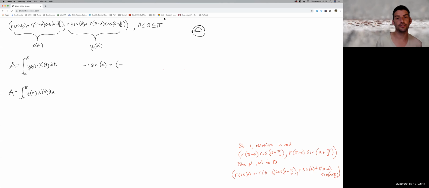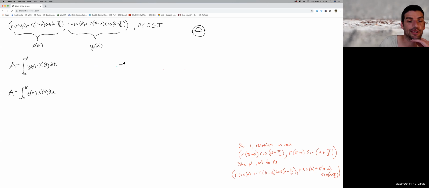sorry, I'm trying to think of the easiest way to do this. Let's hold off on this for a second. I want to decide what the easiest way to do this is. But I actually think most of it's pretty straightforward.